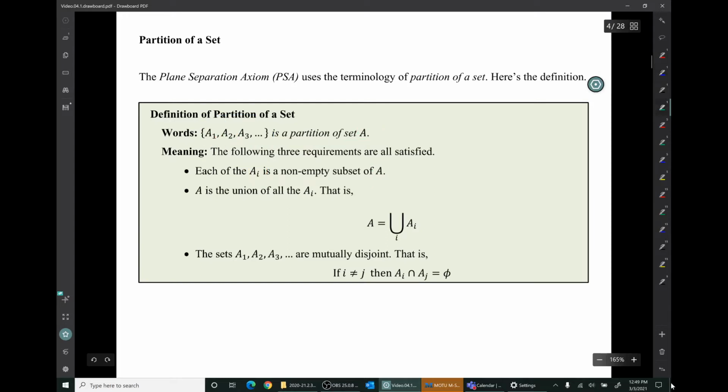Also, the set A is equal to the union of all of the A subscript i. That is, this green set A can be obtained by finding the union of that whole collection of A subscript i's. And the 3rd requirement is that that collection of sets is a mutually disjoint collection. That is, if you have an A subscript i and an A subscript j, where i and j are not the same number, then the intersection of those 2 sets is the empty set.